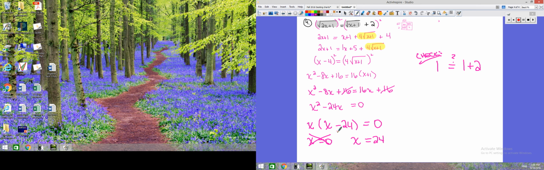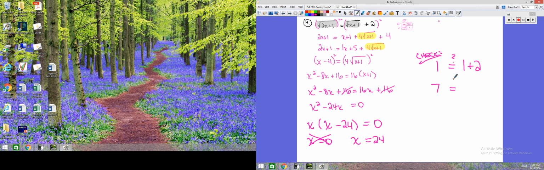If I've made a silly error, you'll have to tell me, but I don't believe that's in my solution set. So let's check this 24. If I double 24, I get 48, and if I add 1 to it, I get 49. 49 is a perfect square. When you take the square root of 49, you get 7.